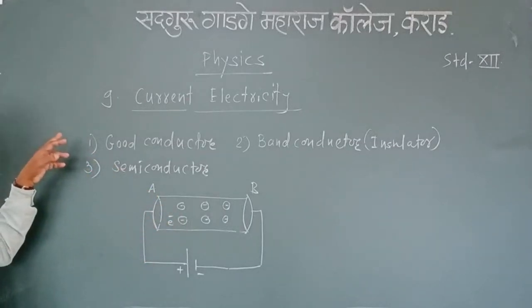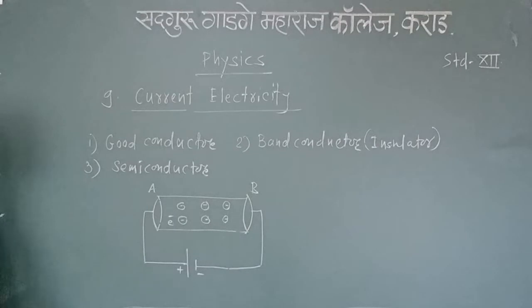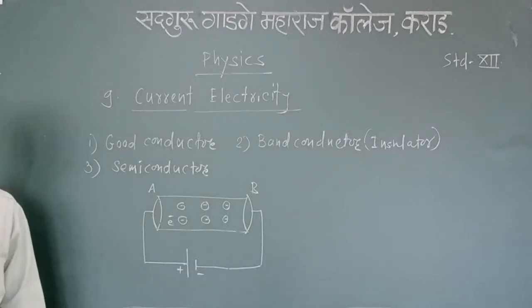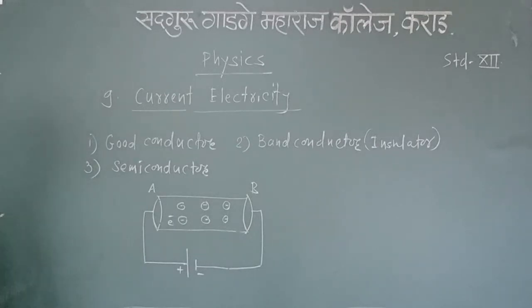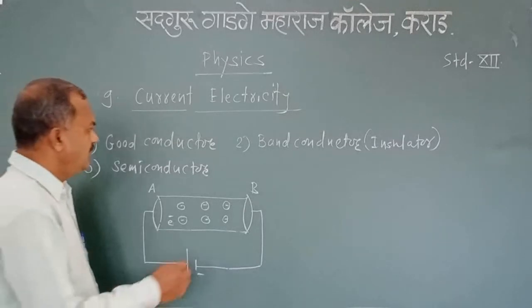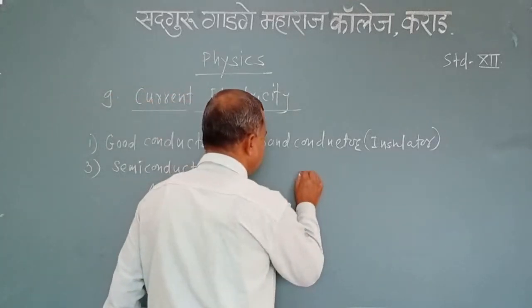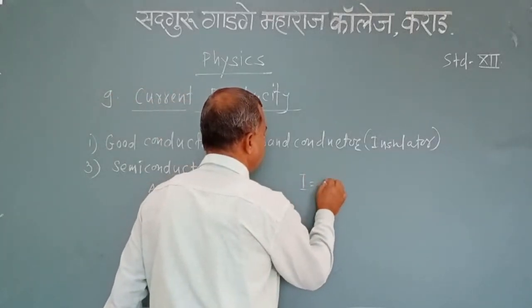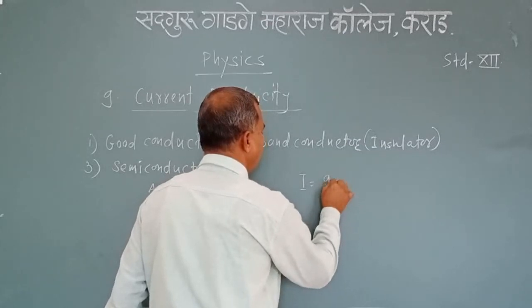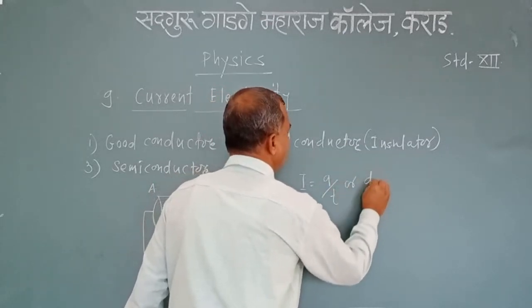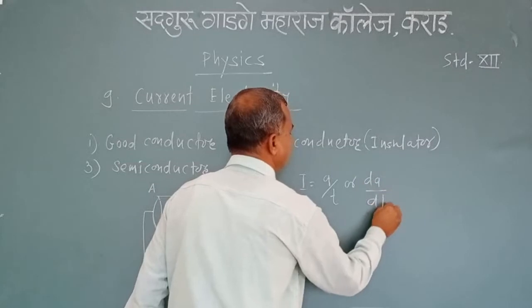We know that electric current is defined like this: the rate of flow of charge per second is called electric current. Electric current can be given like this: I is equal to Q divided by t, or dQ divided by dt.